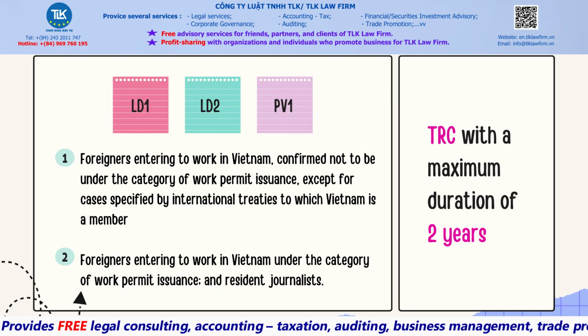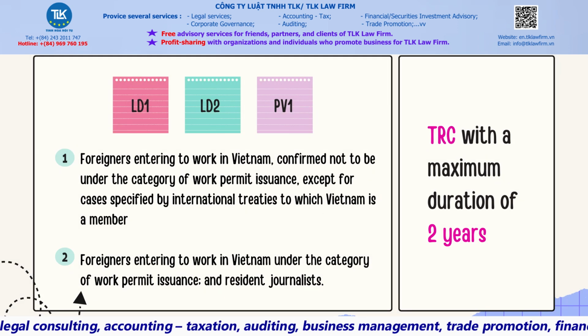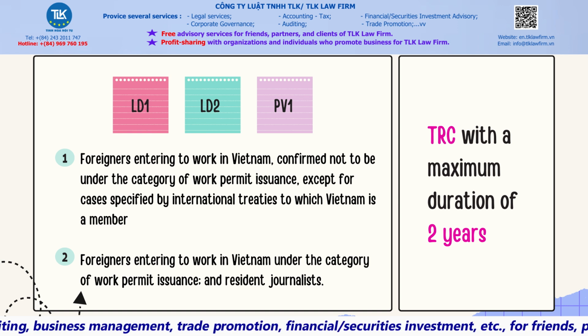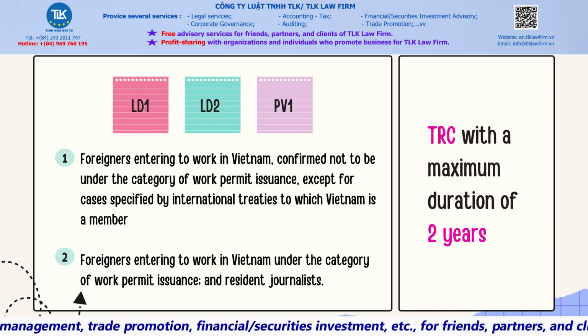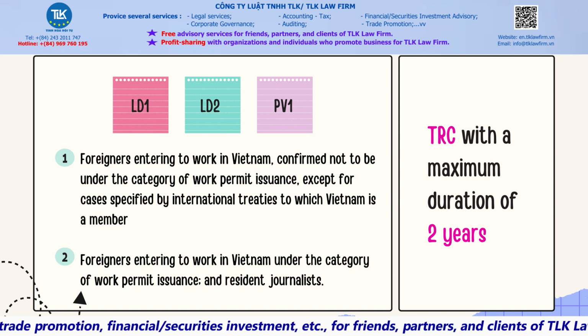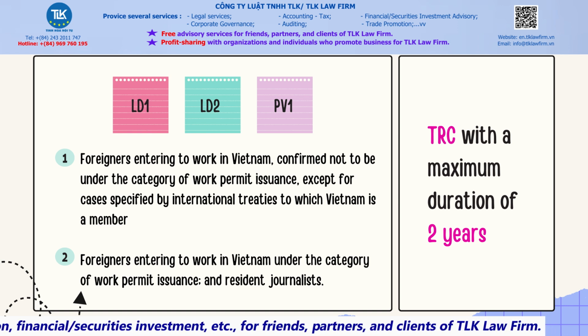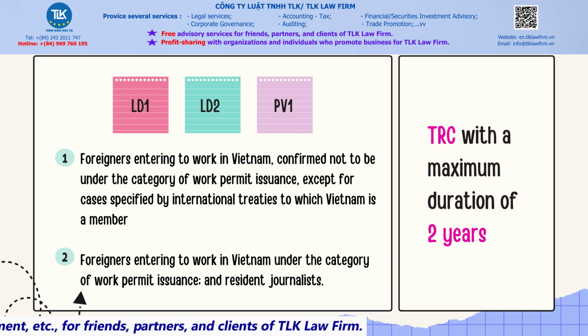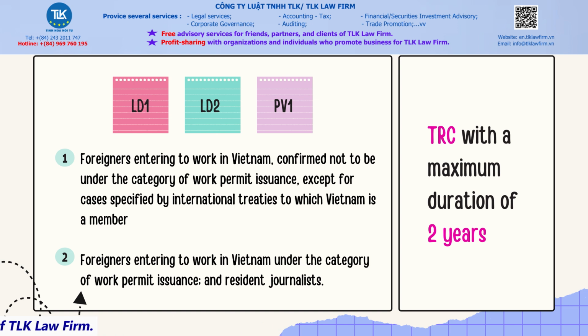Finally, a TRC with a maximum duration of 2 years, bearing the symbols LD1, LD2, and PP1 for foreigners entering to work in Vietnam, confirmed not to be under the category of work permit exemption, except for cases specified in international treaties to which Vietnam is a member. Foreigners entering to work in Vietnam under the category of work permit exemption and resident journalists.